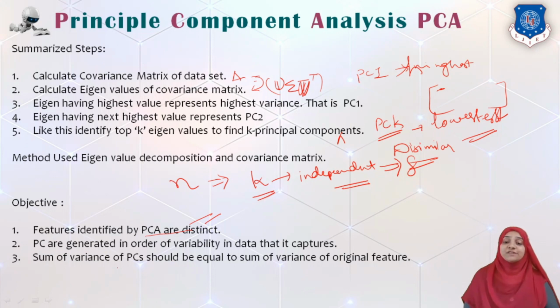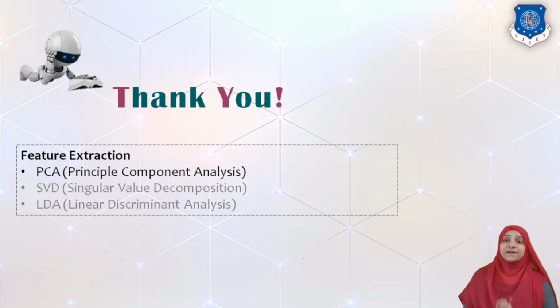And the last point is that the sum of variance of the principal components should be equal to the sum of variance of the original components. That is all for today. In today's video, we have seen what feature extraction is. We have seen diagrammatically how principal component analysis works, and at the end we have seen the steps of principal component analysis.